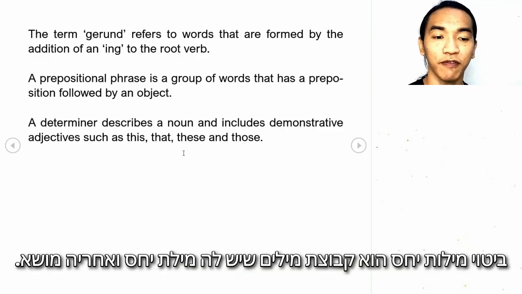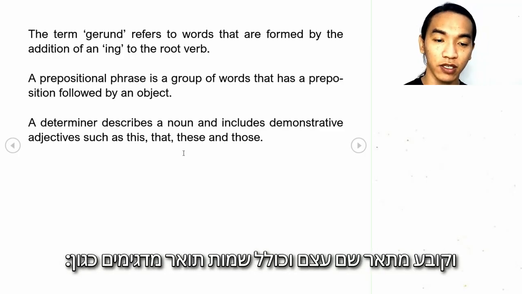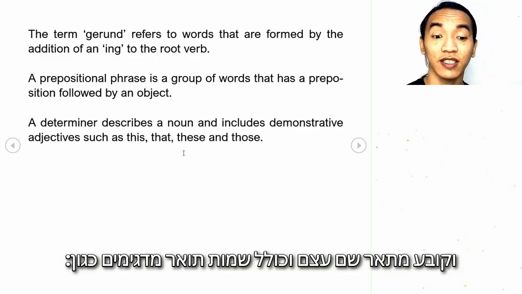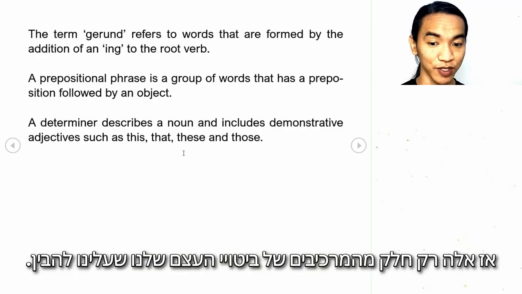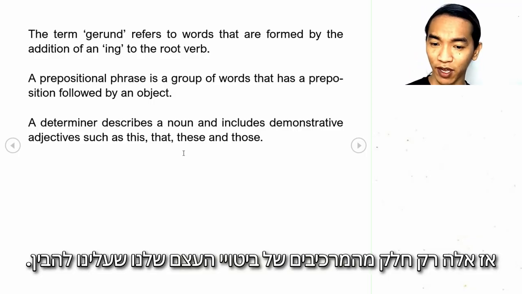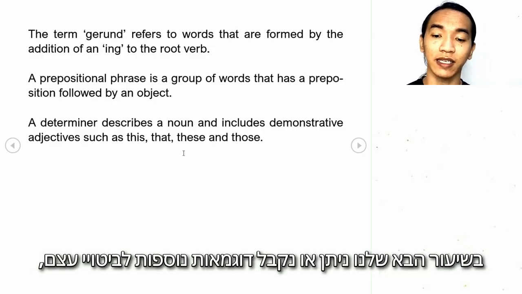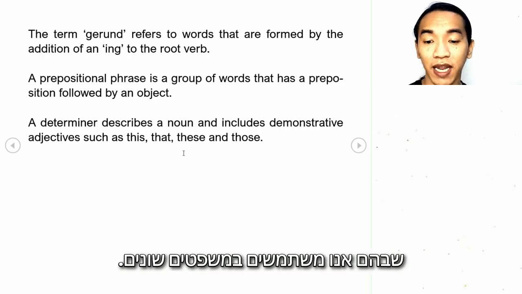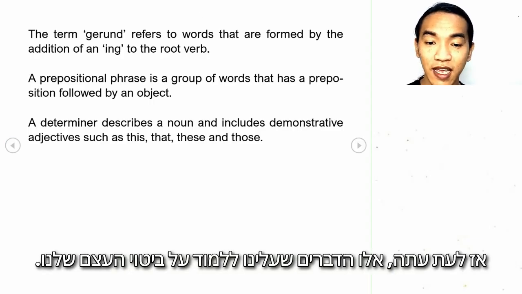A prepositional phrase is a group of words that has a preposition followed by an object, okay? And a determiner describes a noun and includes demonstrative adjectives such as this, that, these, and those, okay? So those are just some of the components of our noun phrases that we have to understand, okay? On our next lesson, we will be having more examples of noun phrases and what are the different components or noun phrase combinations that we use in different sentences. So for now, these are the things that we have to learn about our noun phrase.